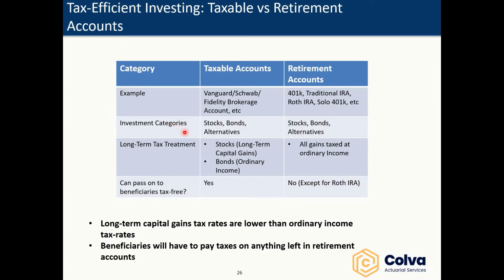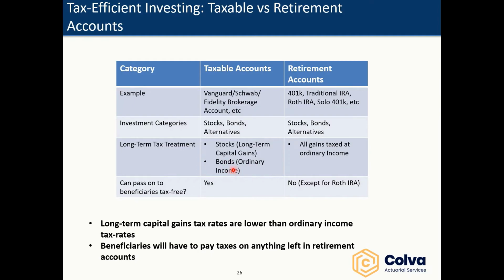The investment categories within them are the same, right? You can invest in stocks, bonds, and alternatives within your taxable accounts. You can invest in stocks, bonds, and alternatives within your retirement accounts, right? One of the key differences, though, is the long-term tax treatment, right? For stocks, most of the gains come from capital gains or capital appreciation. Those are taxed at long-term capital gains rates, which, as we mentioned, are a lot lower than ordinary income for most people. Bonds, on the other hand, the coupon payments are taxed at ordinary income.